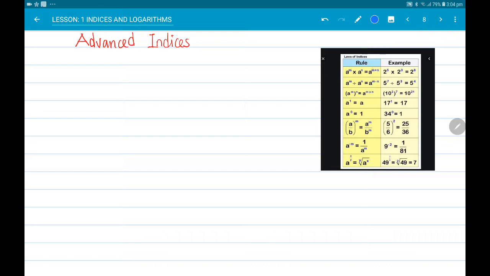Now, from what we've learned before now, when you have a power of indices being multiplied, you will add them together. Division, you will subtract the power. When you have a power in the brackets being multiplied by another power, you multiply the power. When you have a digit or an entity that is raised to the power of 1, your answer is that same entity. When you have a power of 0, your answer will always be 1.